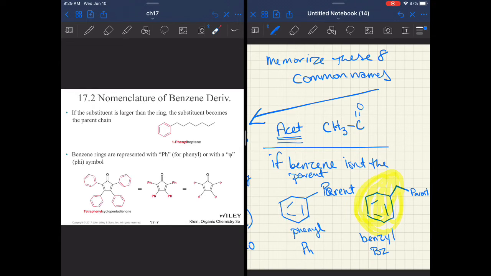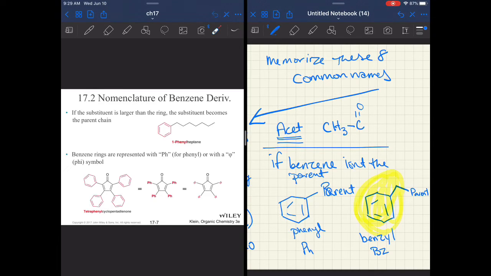I think it's important to know both. The benzylic position is that CH2 next to the ring, and that'll be important later. But also because people often mistake benzyls for phenyl. So it's important to recognize the difference.